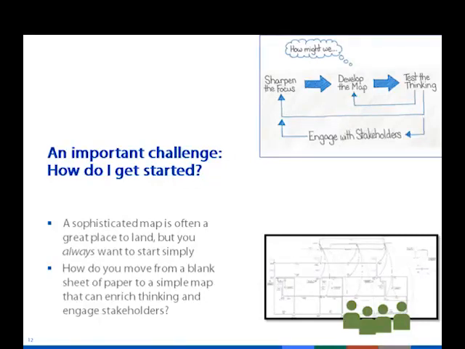My experience is that while a sophisticated map is often a great place to end the process, it is pretty much always the case that you want to start simply. And in fact, simple stock and flow maps can often have greater utility than the more sophisticated and detailed maps. So how do you go from a blank sheet of paper and maybe some not so well formulated ideas around a problem to a map that can enrich and advance the thinking and can engage relevant stakeholders?